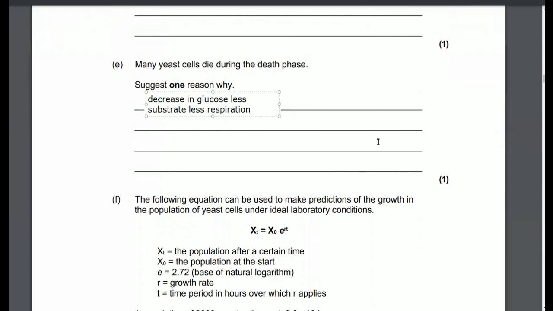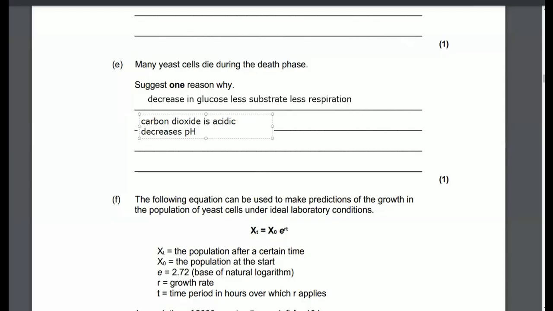The other things are, what else did the yeast produce? What was that gas? So we could say carbon dioxide is acidic, decreases pH. What's that going to lead to? Denaturing of yeast enzymes. So the enzymes within the microorganism, within the yeast, are going to denature once a certain level of carbon dioxide is produced.